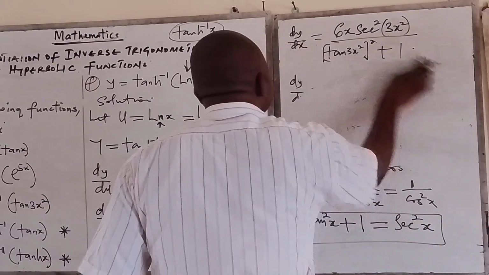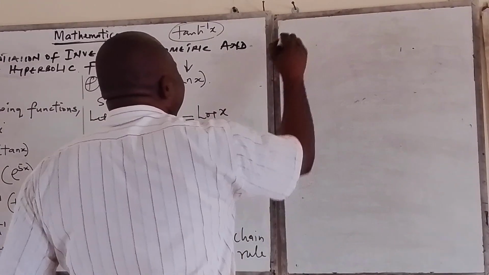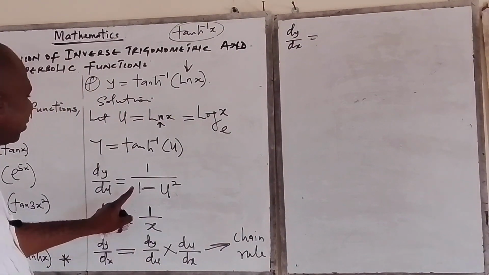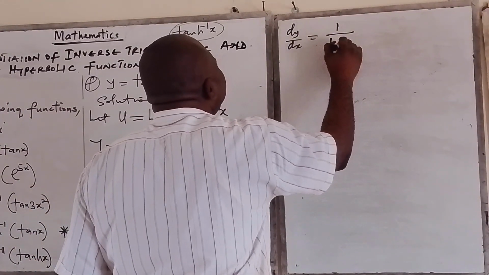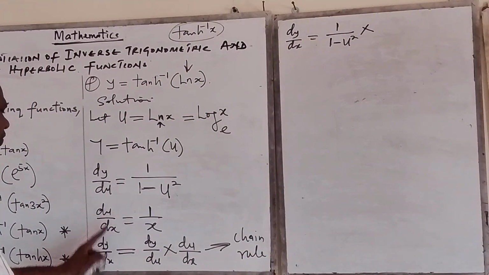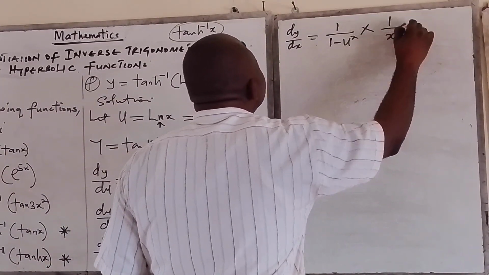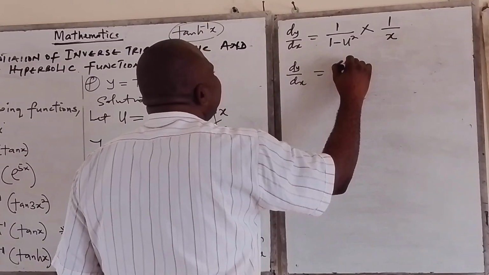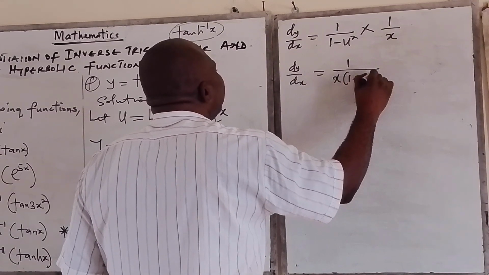So it means in that case, we have the value of dy/dx now to be equal to dy/du, which gave us 1 all over 1 minus u squared. Then we have times du/dx, and du/dx, we said, is 1 all over x. So you multiply it by 1 all over x. So in this case, dy/dx will be equal to 1 times 1 is 1, all over 1 minus u squared times x. That will be x in bracket 1 minus u squared.